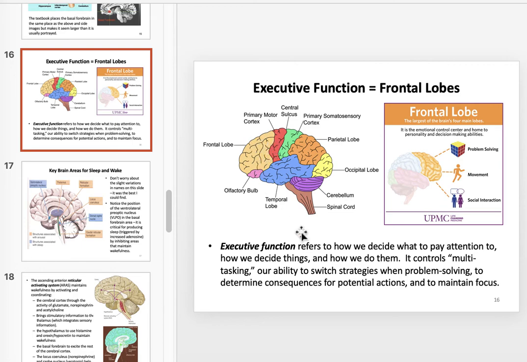And the frontal lobe basically also coordinates where we're spending our attention. So when we're multitasking, which we can never do too successfully, we always fail a little bit at multitasking, but basically our ability to switch back and forth between tasks, that's our frontal lobe.